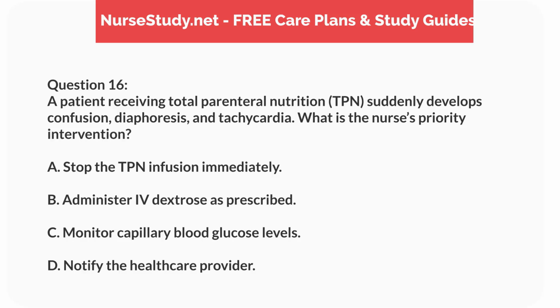A. Stop the TPN infusion immediately. B. Administer IV dextrose as prescribed. C. Monitor capillary blood glucose levels. D. Notify the healthcare provider.